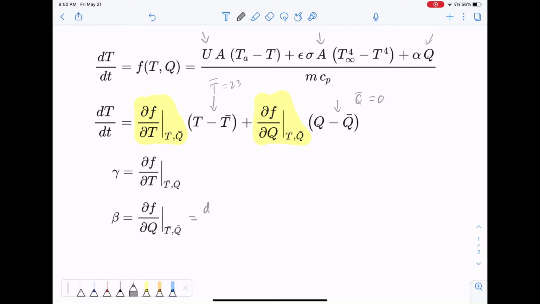And I'll just write this one out, and the other one I'll do a little bit easier. They're a little bit less complicated. But the derivative of alpha Q over m cp, you'll notice that's the only thing that has alpha. This right here is the only thing that has Q. So everything else goes to 0, is equal to alpha over m cp times dQ, which is then equal to 1. So it's equal to alpha over m cp.